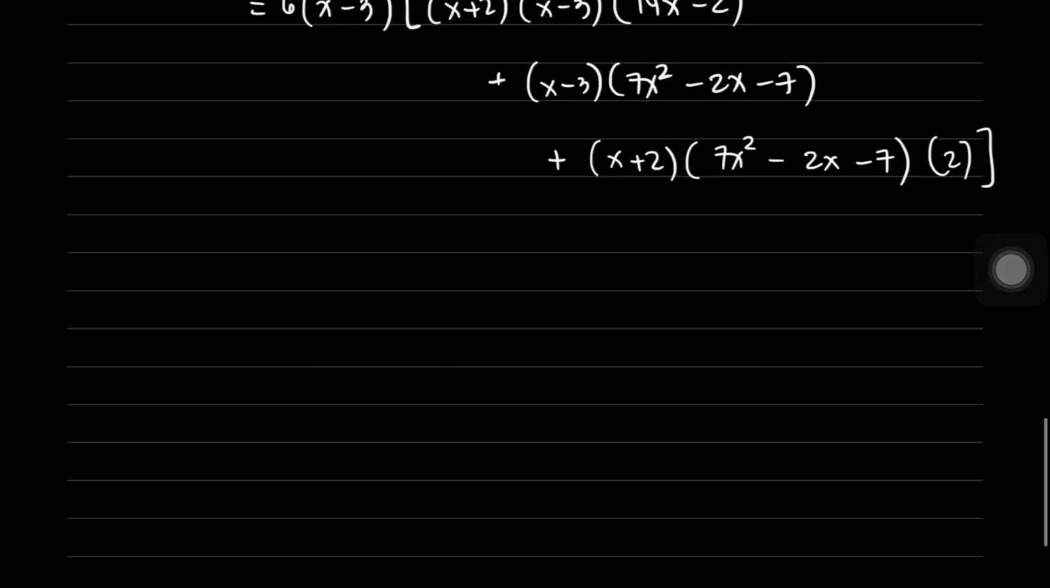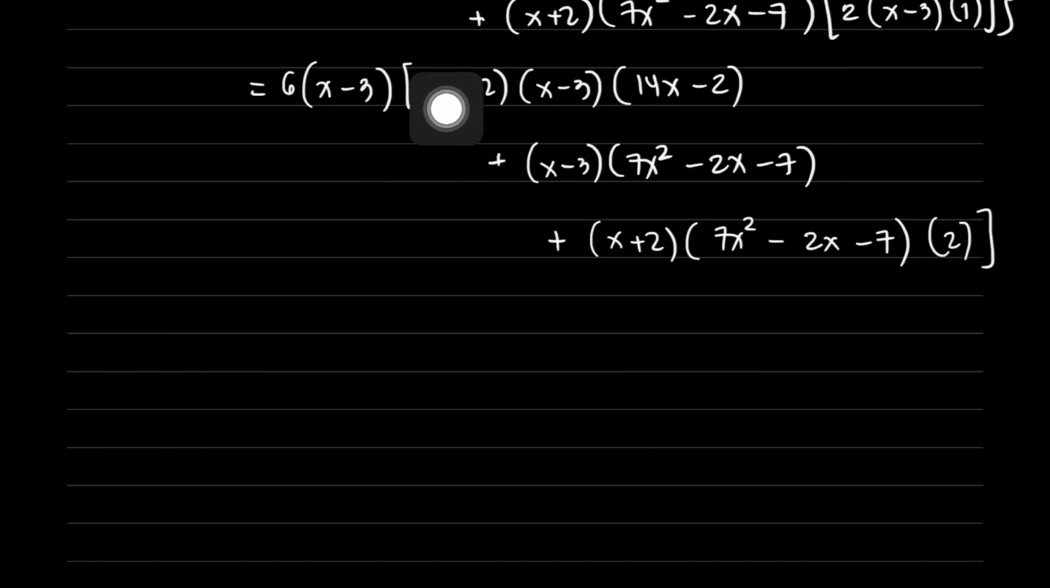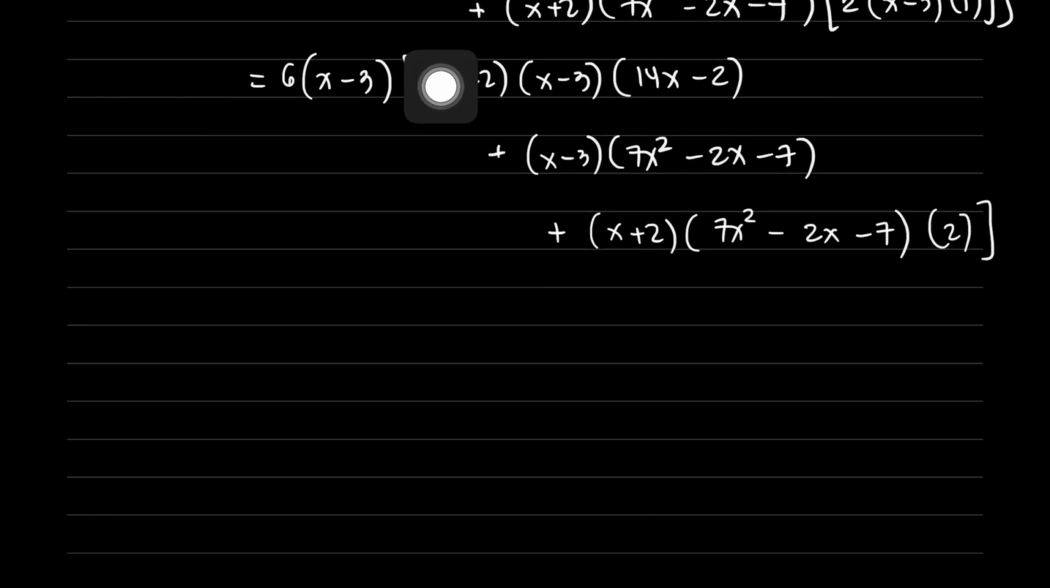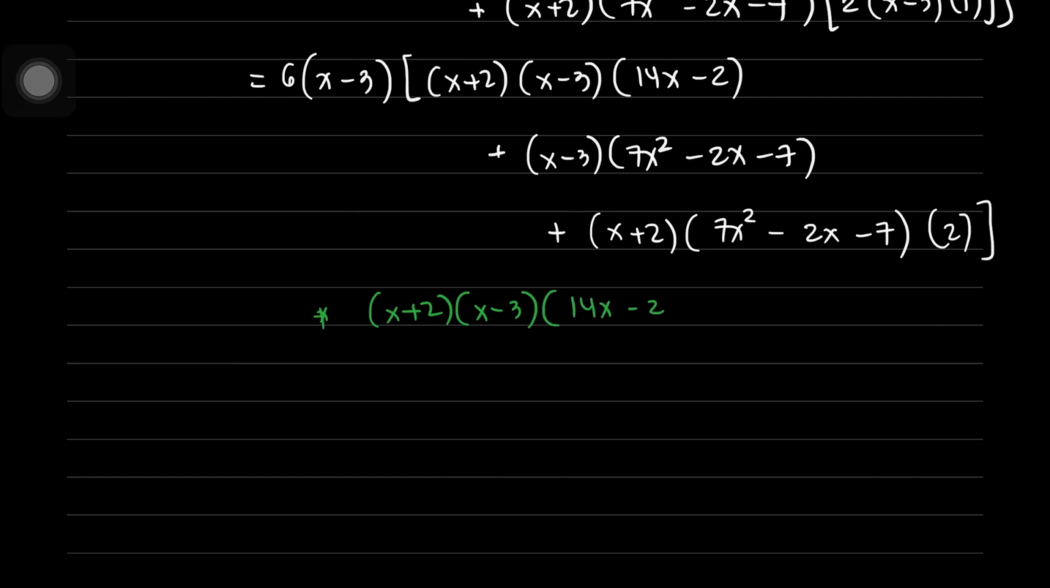Okay. Now, we're just going to expand these three factors, right? So we're just going to expand these products, this product, and this product, and then we're going to collect similar terms. So solving for the expansion of this, that is now x plus 2 multiplied by x minus 3 multiplied by 14x minus 2. The expansion of this is x squared minus x minus 6.